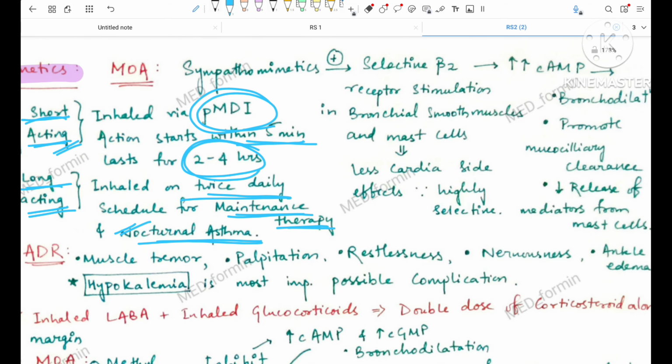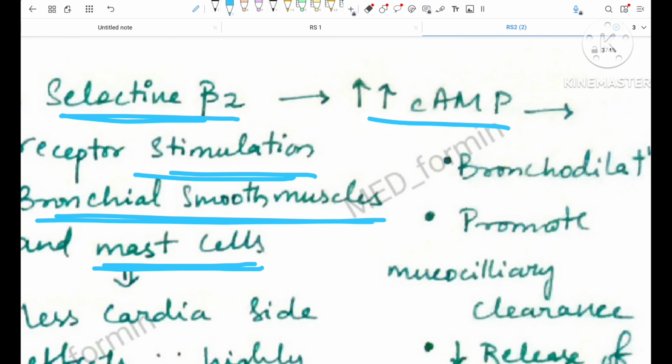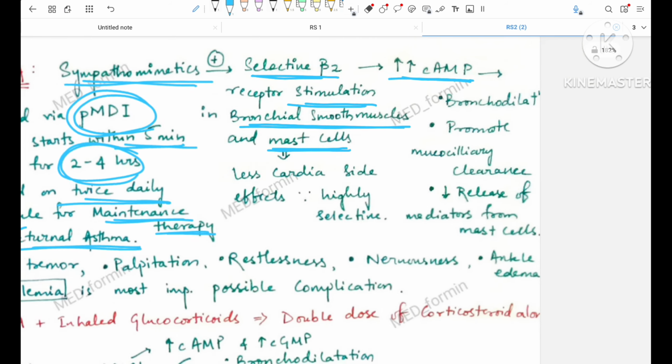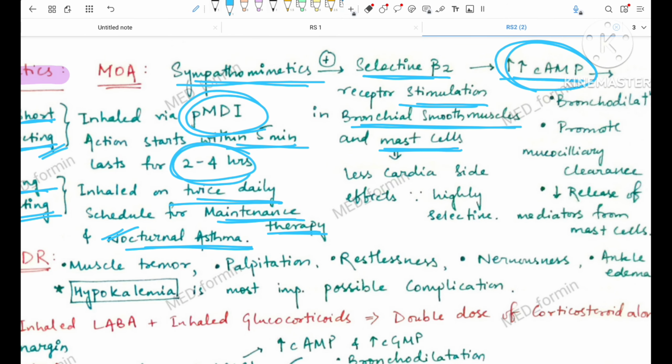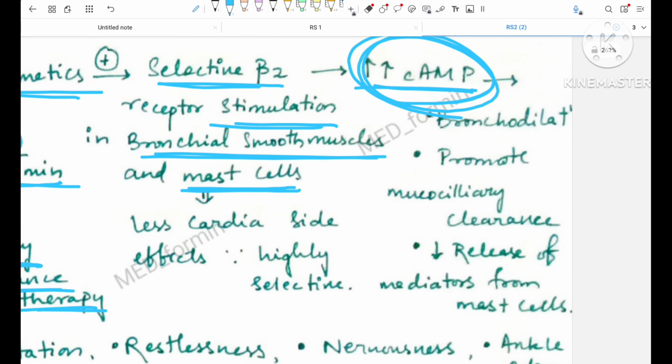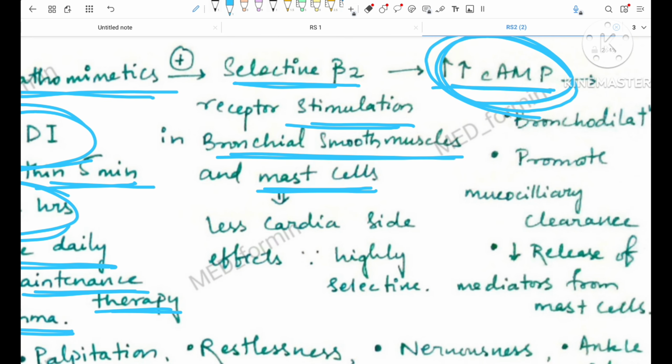Let's see the mechanism of action. Beta 2 sympathomimetics selectively act on the beta 2 receptor and stimulate them. Beta 2 receptors are especially present on the bronchial smooth muscles and mast cells. When they are stimulated, there is an increase in the cyclic AMP levels. Cyclic AMP is a secondary messenger. It is present intracellularly, and when the levels increase, it causes some changes in the calcium metabolism, which inhibits the muscle constriction in the respiratory system. So bronchoconstriction is inhibited, which ultimately causes bronchodilation.